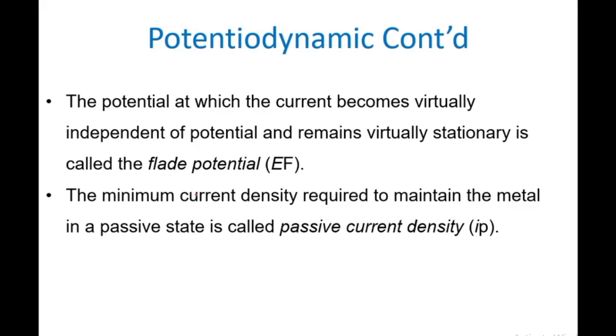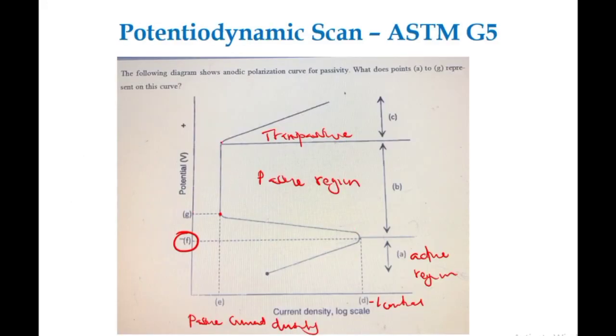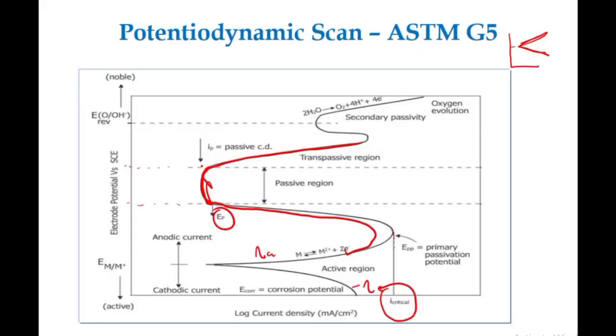And then the minimum current density required to maintain the metal in a passive state is called the passive current density. So this is the passive current density. This current here is the passive current. So when you trace this to come down here, the current that you get here is the passive current density. But let's note that this is in the log scale. So whatever you do, you find the anti-log of it, and that will give you the answer.